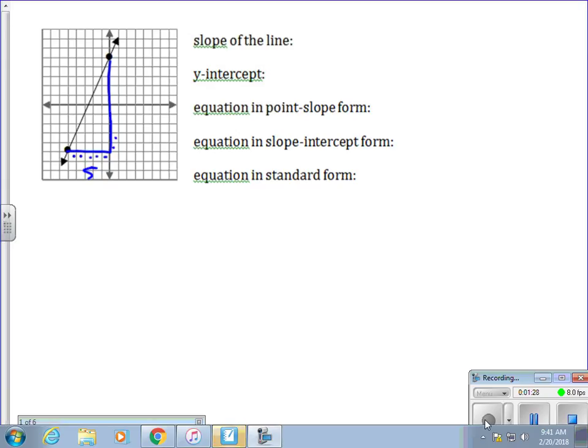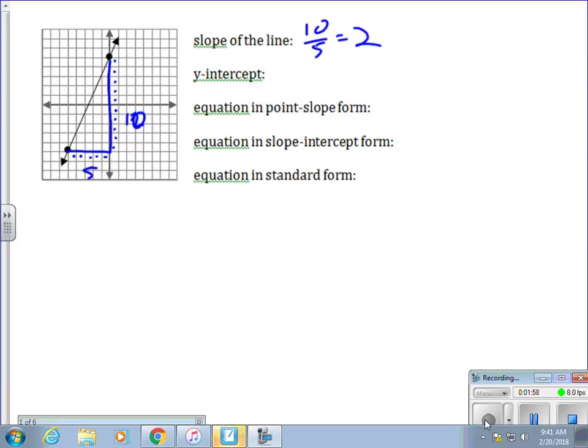And then 1, 2, 3, 4, 5, 6, 7, 8, 9, 10 going up. So the slope of the line is 10 over 5 or 2. Always reduce fractions. Rise over run. 12? Sorry, my bad. It's 10, not 12. Thank you for catching it. Okay. So 10 over 5, slope of 2. Okay, rise over run.